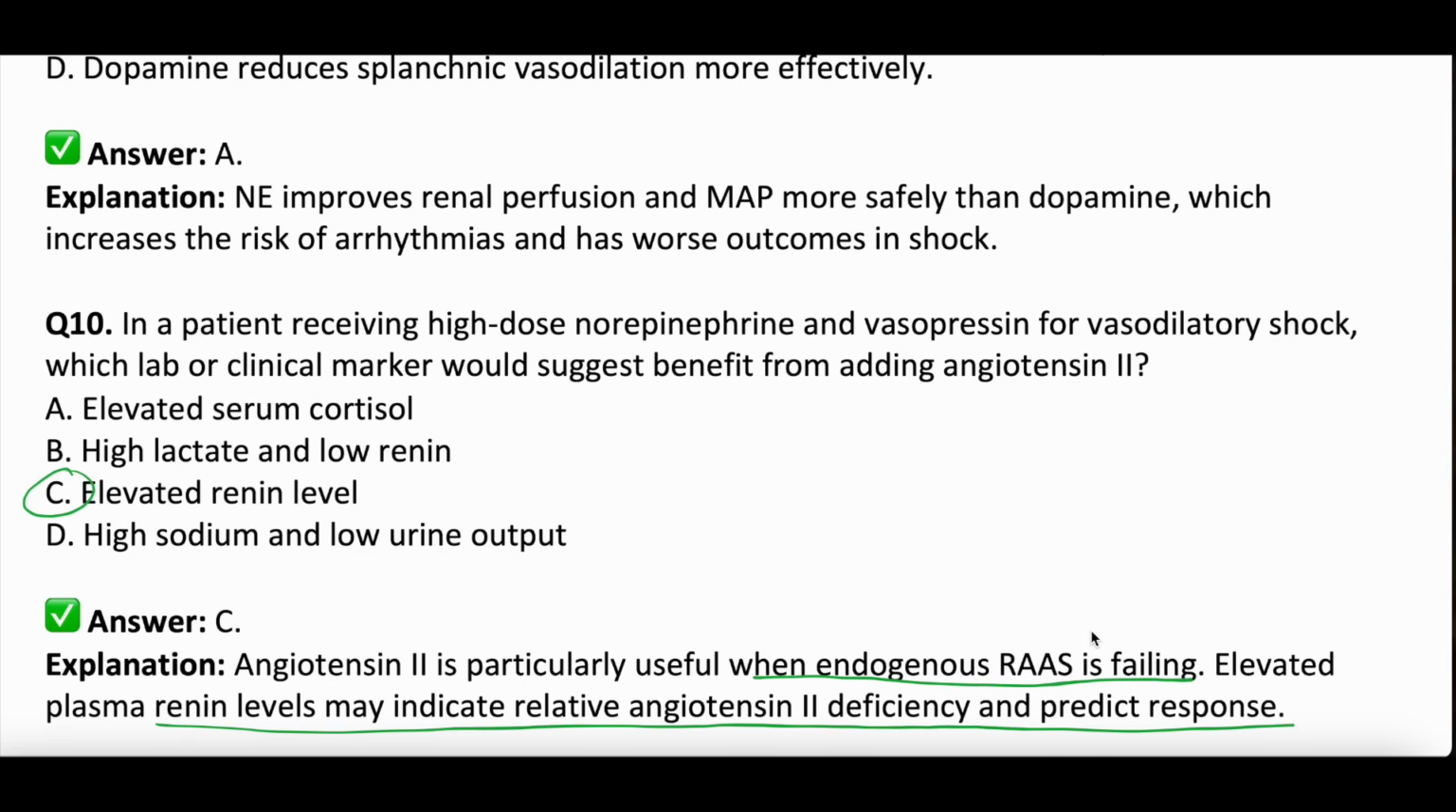So hopefully someday in the future, we'll be able to test renin levels to see if someone might be a hyper-responder to angiotensin II, because there's definitely patients that respond really robustly to angiotensin II and other patients that don't really respond to it. But at this point, we don't have a quick, efficient way to figure that out.